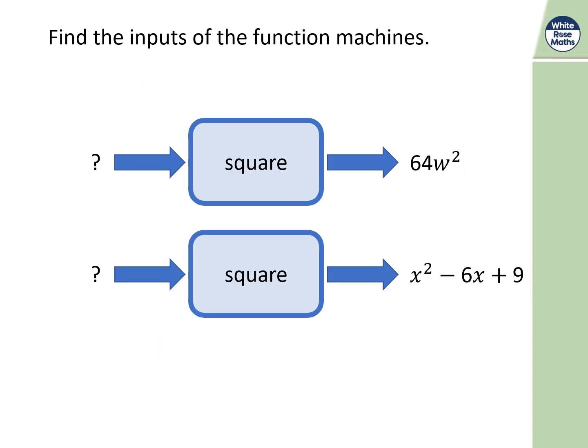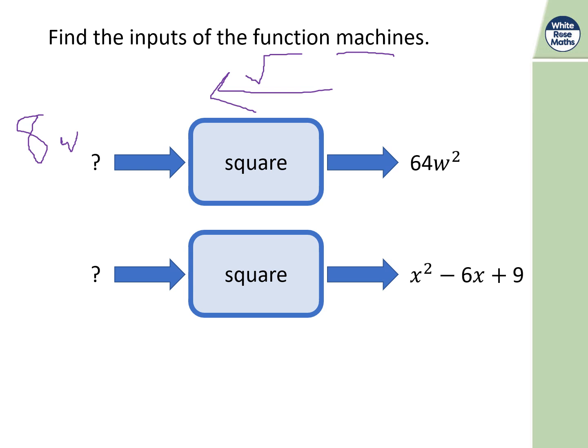This next one: find the input of the function machine. So something, I square it, and I get 64w squared. So the opposite will be to square root. So the square root of all this. Well, the square root of 64 is going to be 8, because 8 times 8 is 64, or 8 squared is 64. And the square root of w squared is just going to equal w, because w times w is w squared.